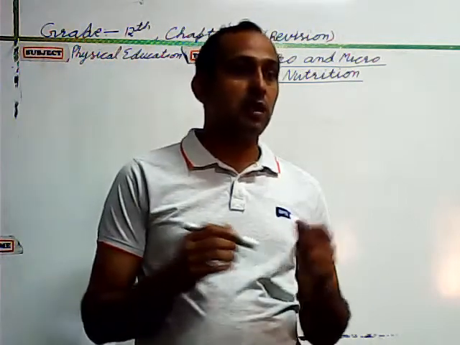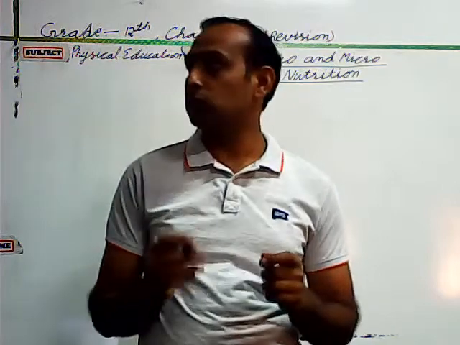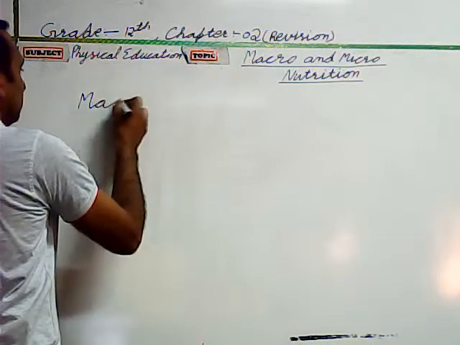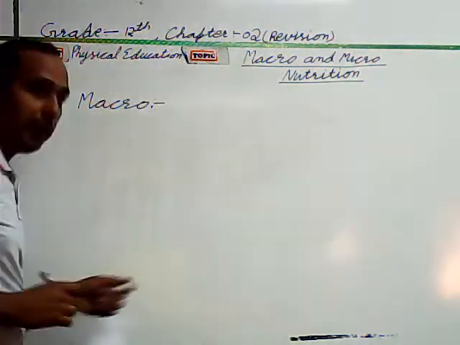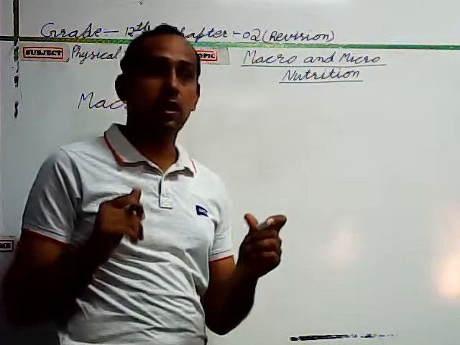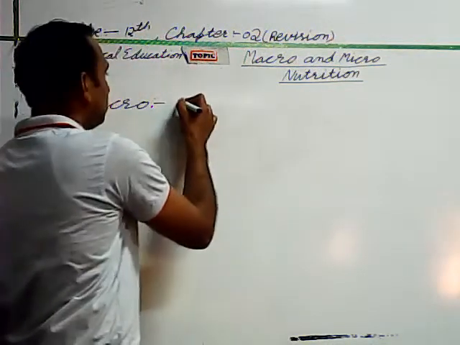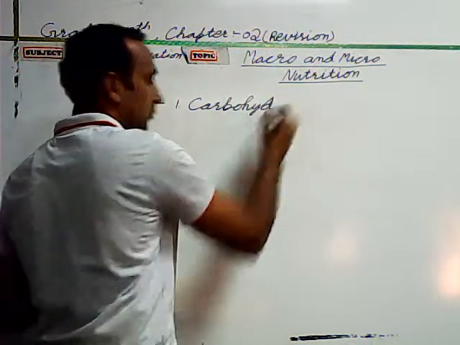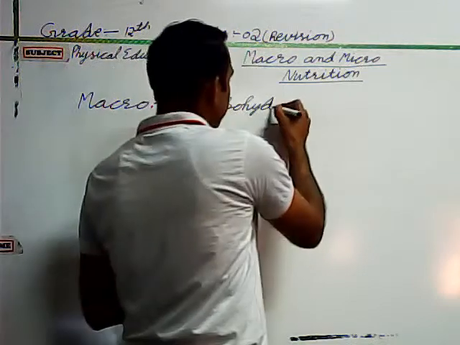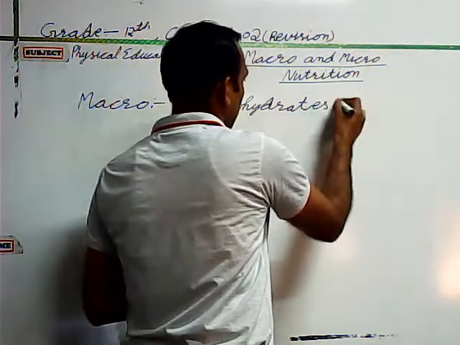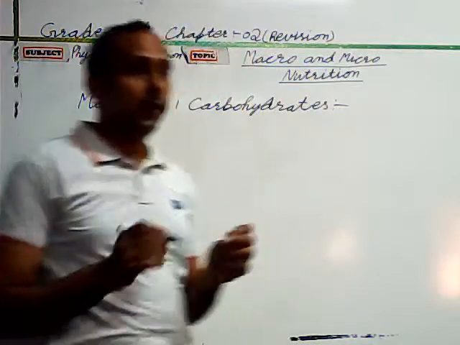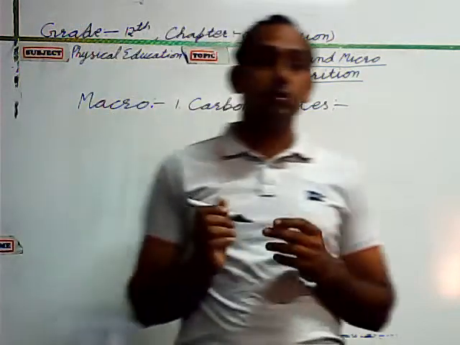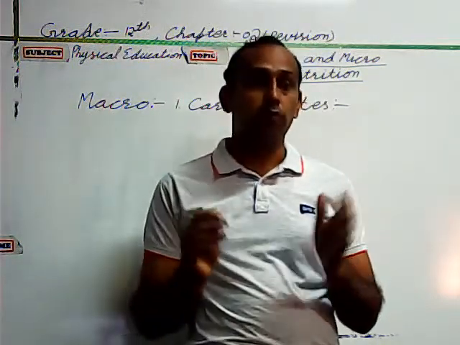First we will discuss macro nutrition. Macro nutrition has 4 types. Firstly, we discuss carbohydrates. Carbohydrates are the most important source of energy.